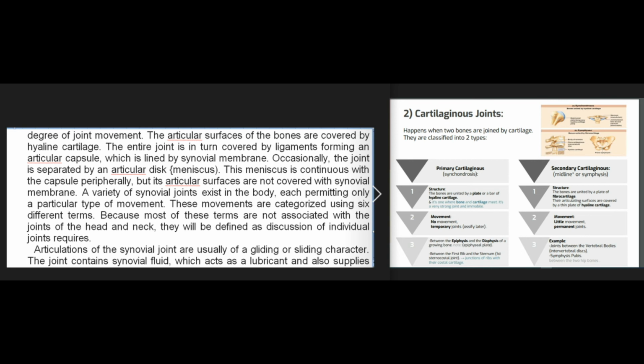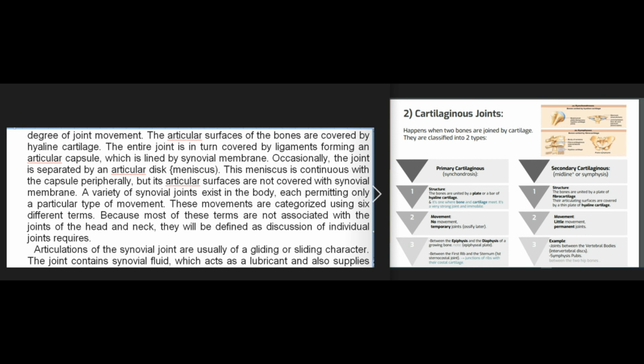A variety of synovial joints exist in the body, each permitting only a particular type of movement. These movements are categorized using 6 different terms. Because most of these terms are not associated with the joints of the head and neck, they will be defined as discussion of individual joints requires. Articulations of the synovial joint are usually of a gliding or sliding character.